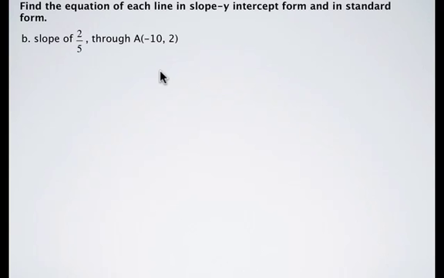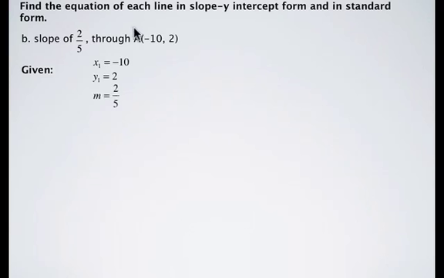And the next equation we want to find is a line through the point (-10, 2) that has a slope of 2/5. And so what we're going to start off with again is identifying what we're given. We're given that x1 is -10, y1 is 2, and our slope, or m, is 2/5.